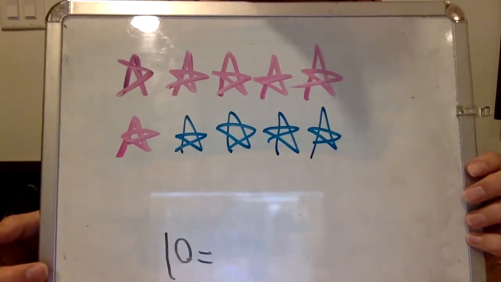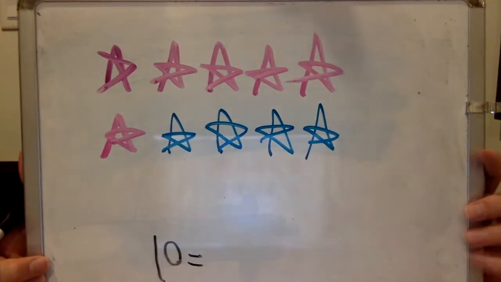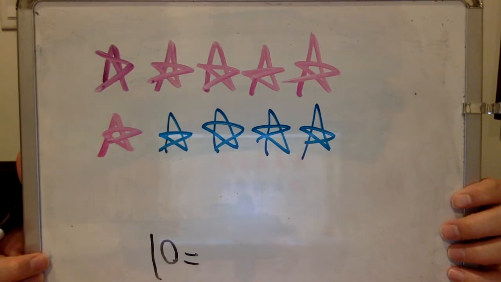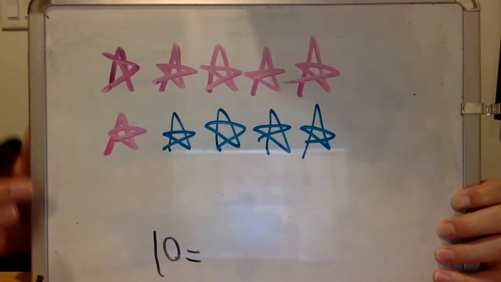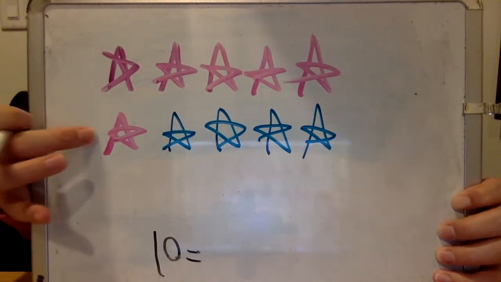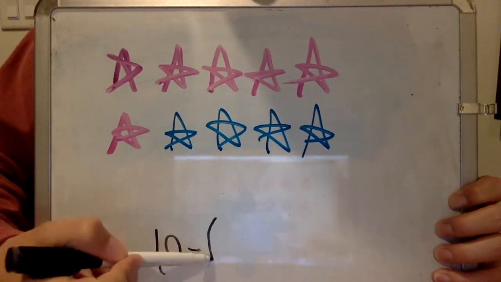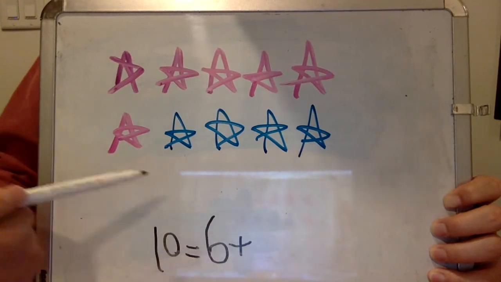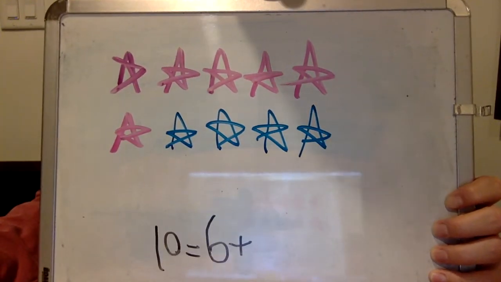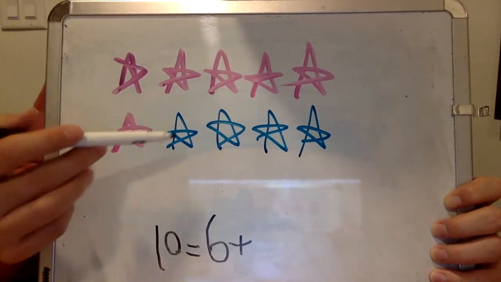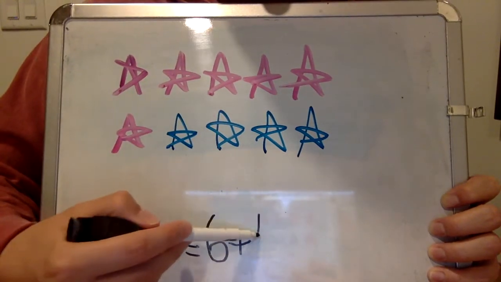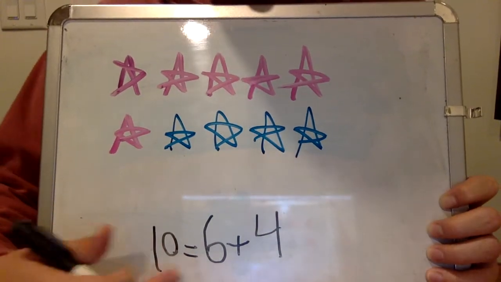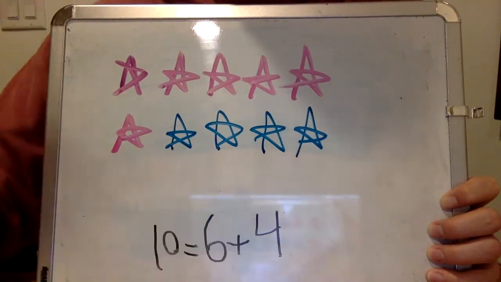10 equals, let's start with my first group. I have pink stars. How many pink stars do you see? Did you count them, or did you look and see this is 5 plus 1 is 6? So we have 6. I'm counting more stars, so I'm adding. And how many blue stars do we have? 4, right? 1, 2, 3, 4. So I put my 4 right there, and there is my equation. 10 equals 6 plus 4.